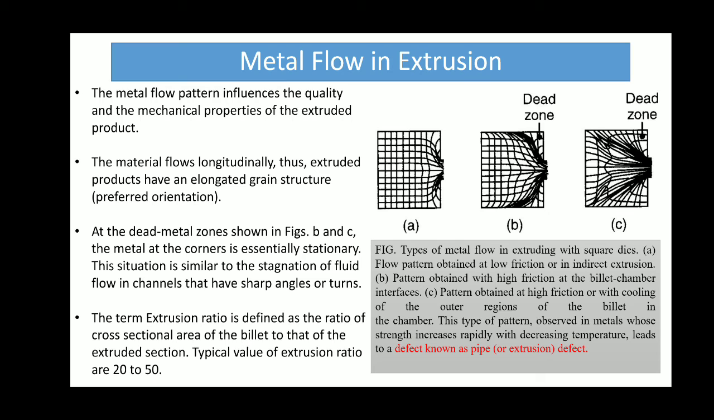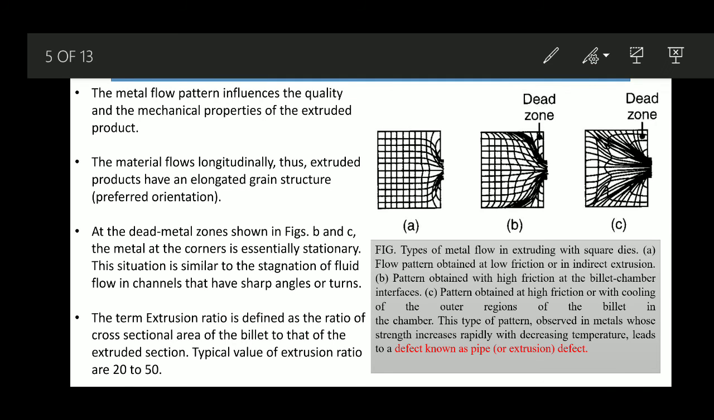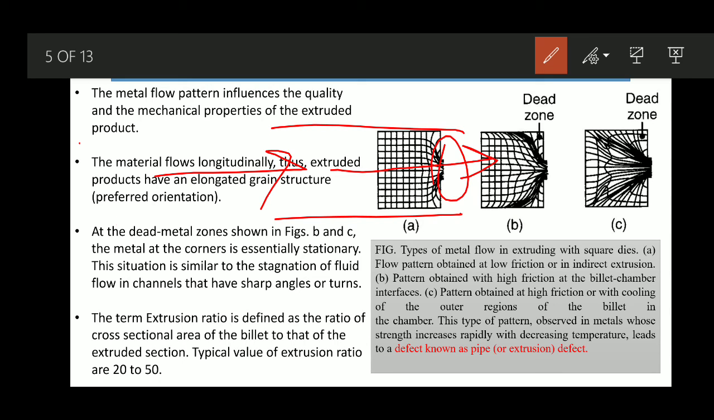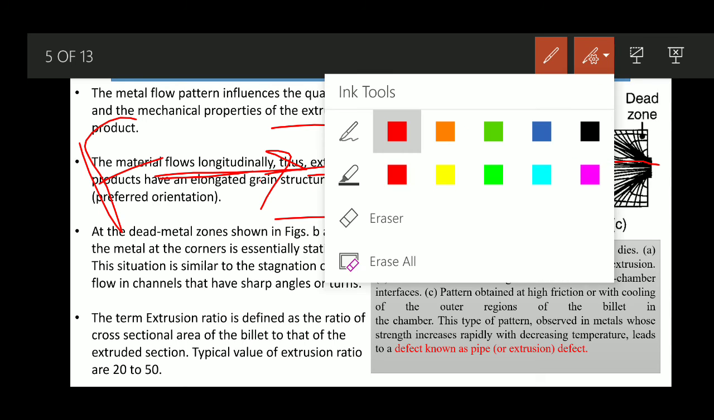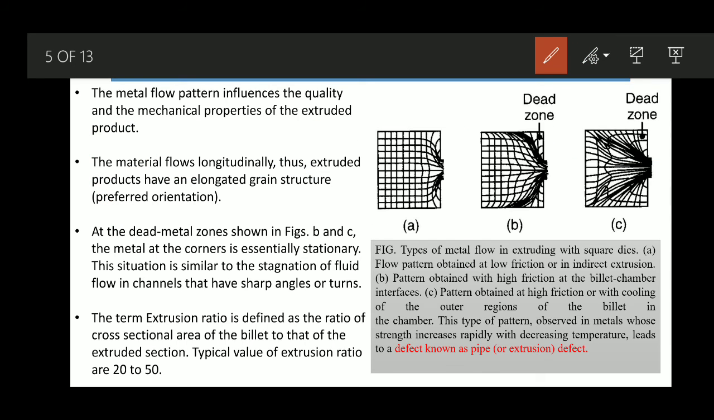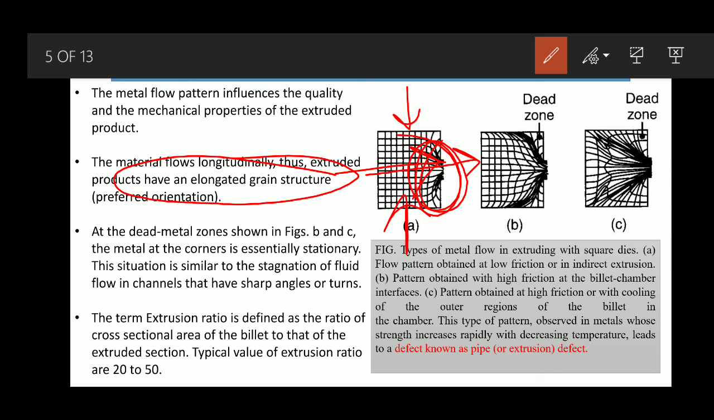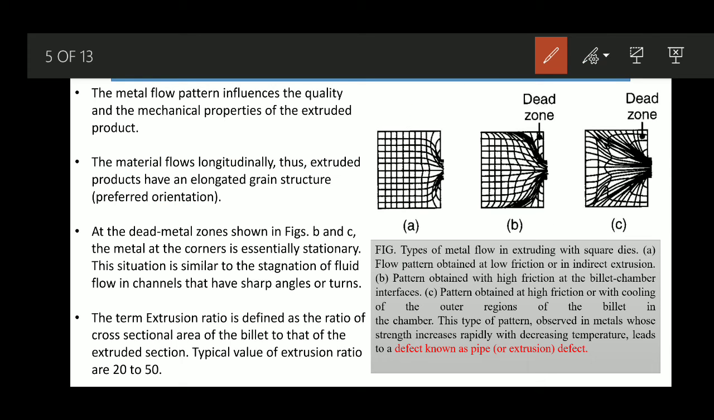In the extrusion process, the material generally flows longitudinally, along the length axis, because this is the setup. We have the die opening here, and with the help of the plunger we push like this. So this is the longitudinal axis, and along this direction it flows. Thus the extruded products have an elongated grain structure, as the material goes in this direction and the cross sectional area becomes less. The grains get elongated, and that is nothing but the preferred orientation of the grain that we get here.